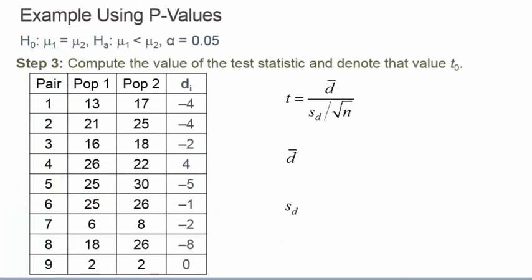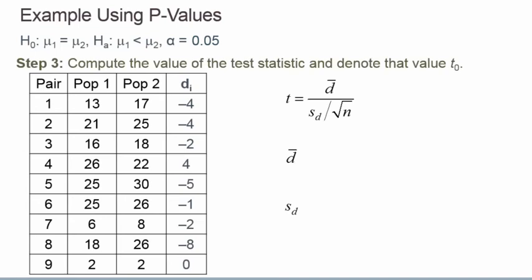For pair 1, the difference is -4. For pair 2, the difference is -4. For pair 3, the difference is -2. For pair 4, the difference is 4. For pair 5, the difference is -5. For pair 6, the difference is -1. For pair 7, the difference is -2. For pair 8, the difference is -8. And for pair 9, the difference is 0.